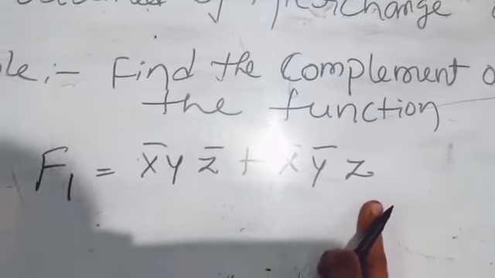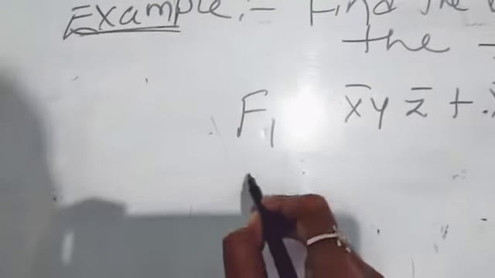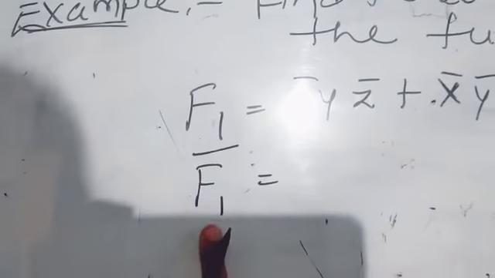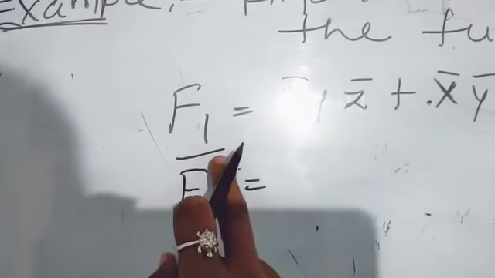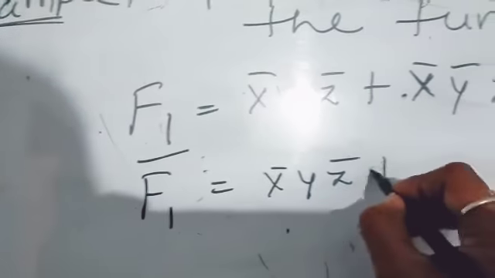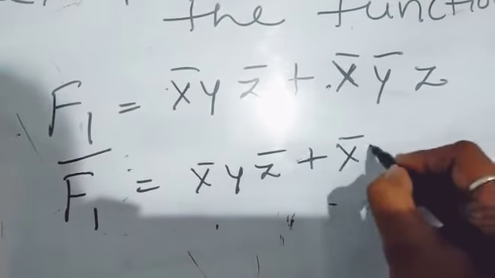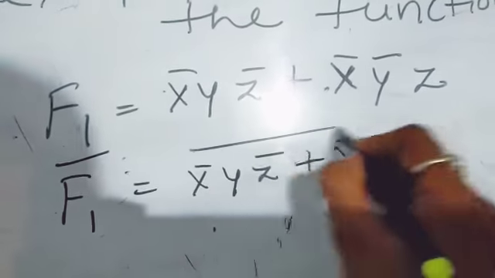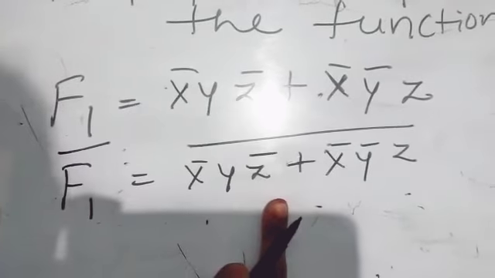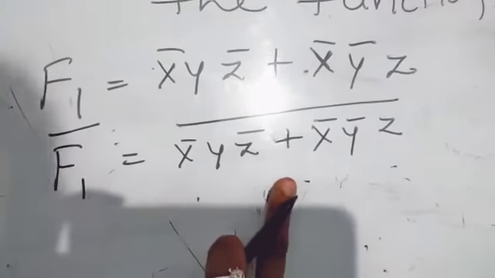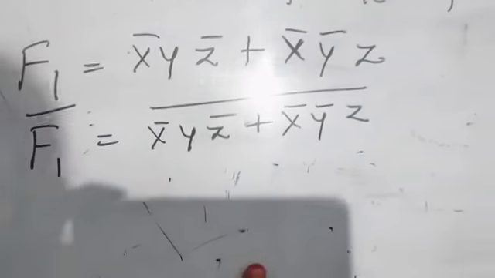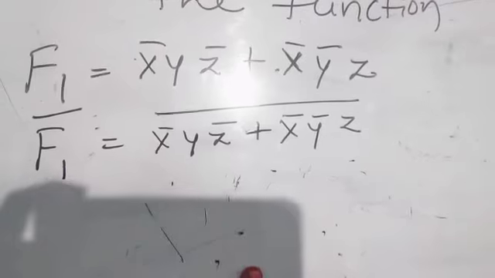The complement of the function is f1 bar. If we have a bar on the function, then we have a bar over the total expression: x bar y z bar plus x bar y bar z, whole bar. Again, to reduce this function, as I told you, we can apply De Morgan's theorem.